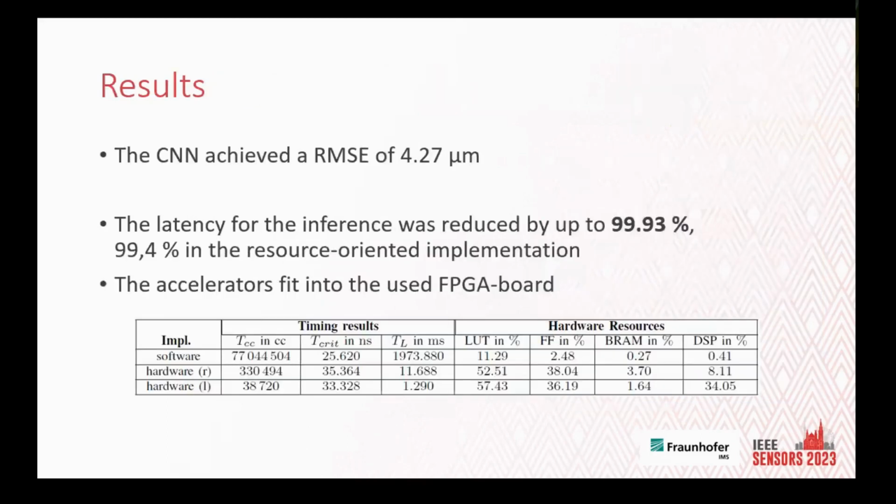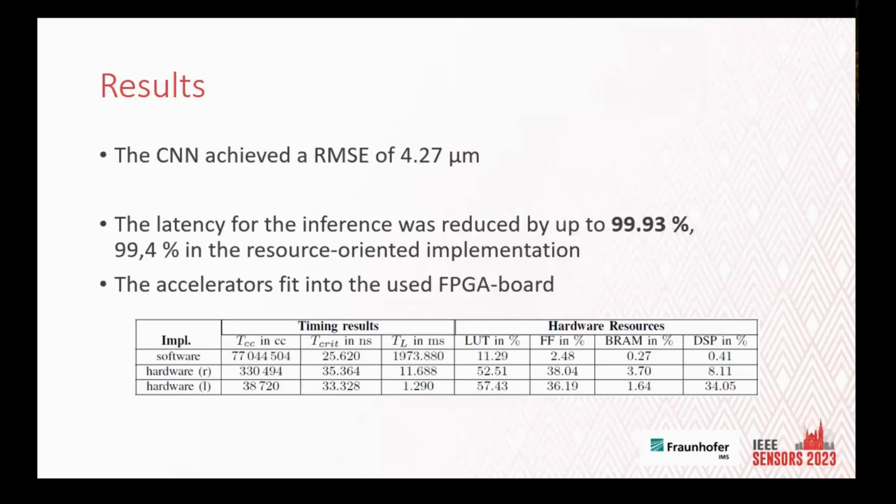Yesterday, my colleague presented already a poster on the topic, how he has designed the algorithms. Basically, the CNN achieved a root mean square error of 4.27 micrometers, which is very sufficient. As you can imagine, if we're measuring the width of wear in the area of 1 to 2 millimeters, something like that, then this is quite precise.